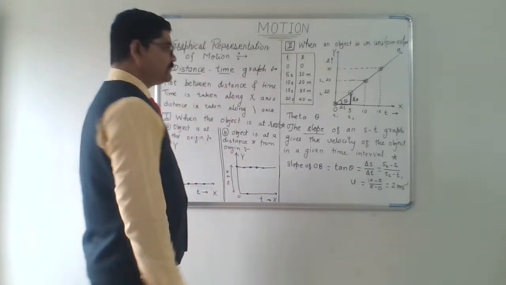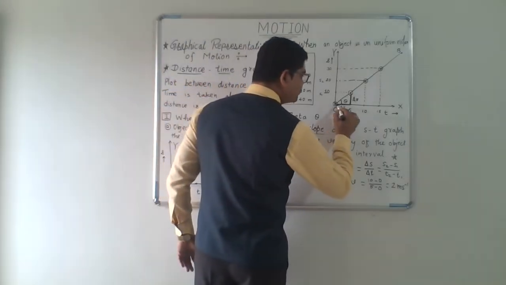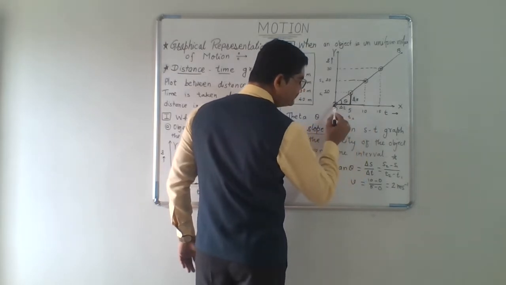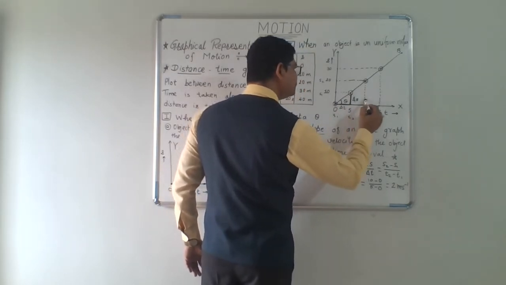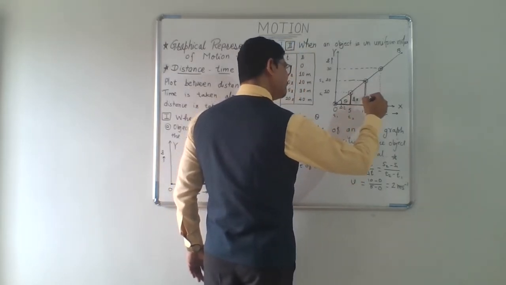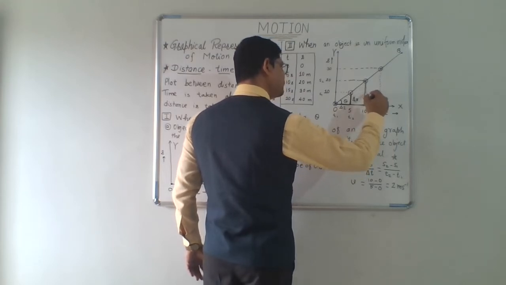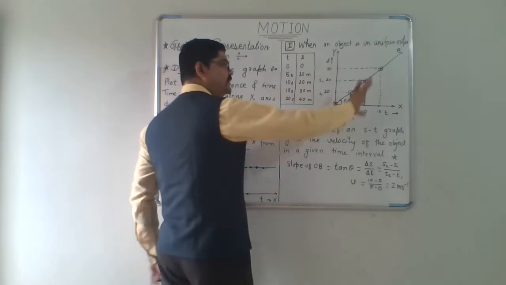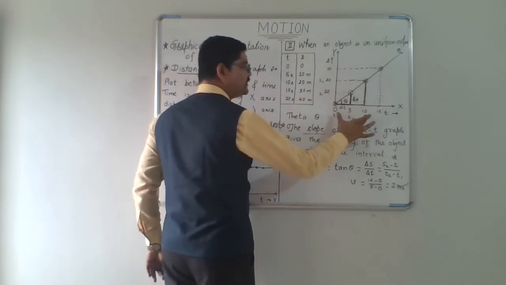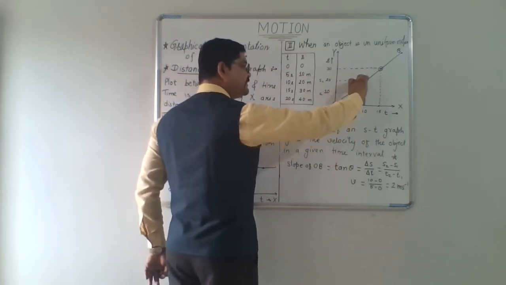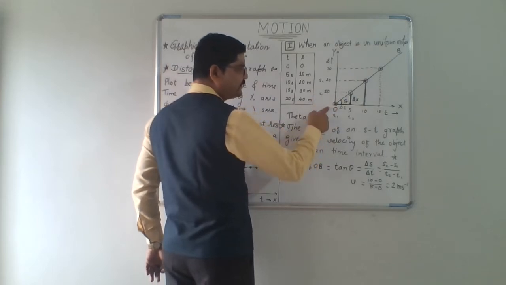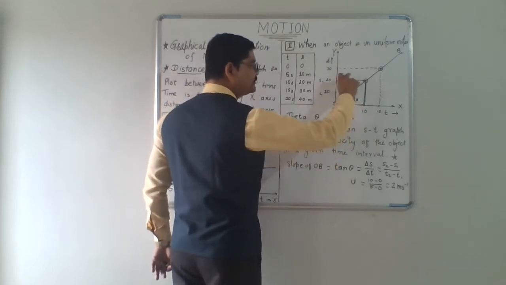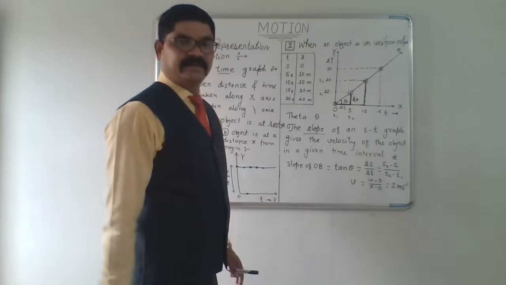In this way, if I want to find out the velocity in the interval 0 to 10 seconds, then this will become delta s upon delta t. That is 20 minus 0 upon 10 minus 0, that is 20 upon 10, 2 meter per second.